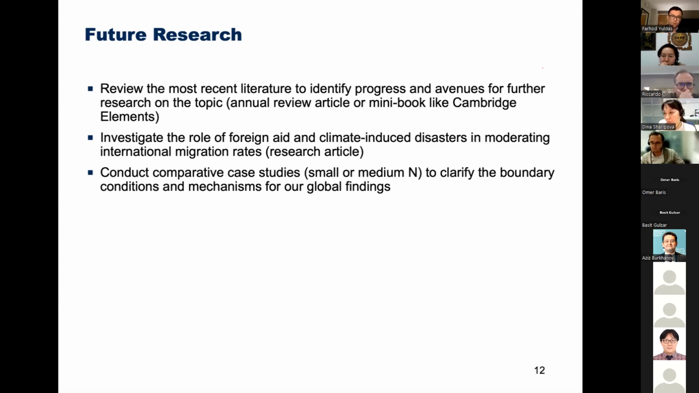And especially touching upon limitations of such cross-national time series regression research, we are planning next year to conduct comparative case studies, small n, medium n, to not only clarify the boundary conditions, right? This is a global study, but there could be regional and local boundary conditions for how and why the results of the study might apply, but also to dig a little deeper on the mechanisms of how governance aid, for example, or rural aid or the aid shocks might be associated with more directly pushing people out of their homelands.